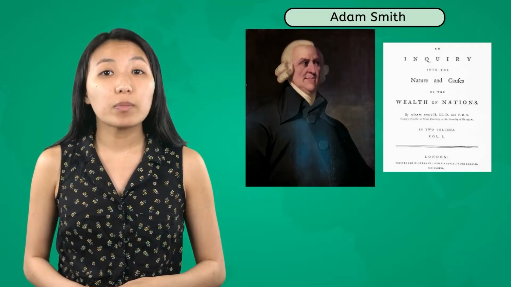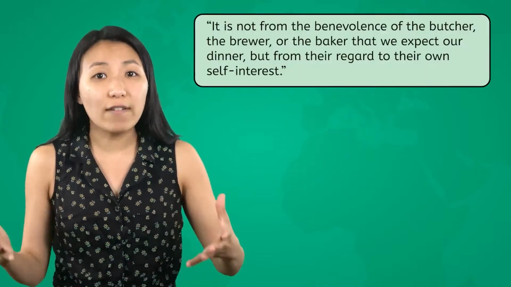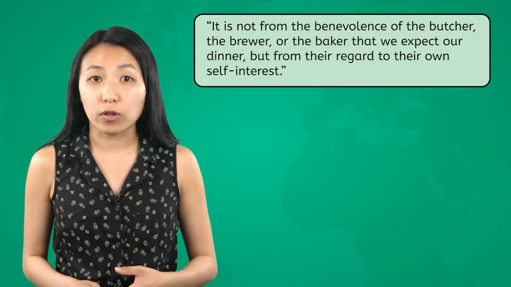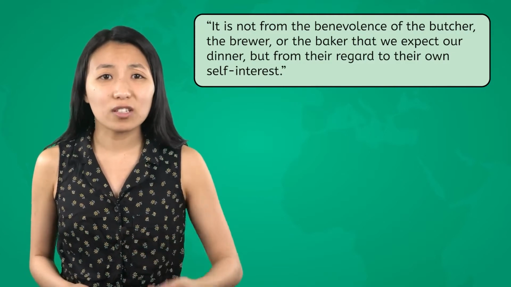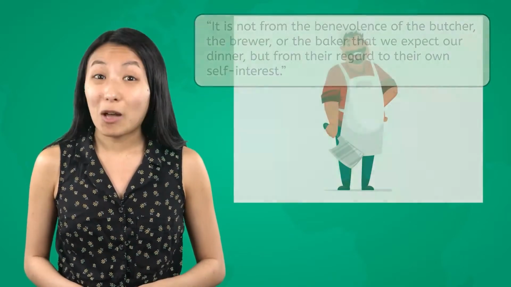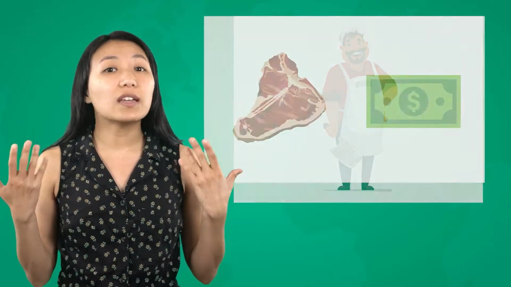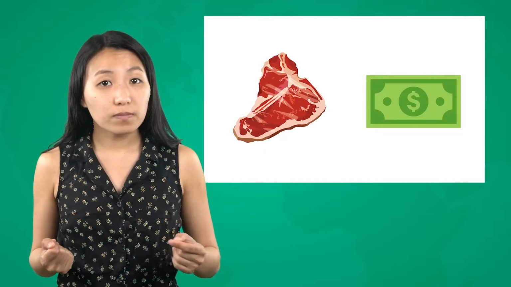Smith contextualized capitalism in day-to-day life when he said, "It is not from the benevolence of the butcher, the brewer, or the baker that we expect our dinner, but from their regard to their own self-interest." A butcher doesn't provide food out of charity, but as a means of generating income for themselves by offering a needed good or service to others.